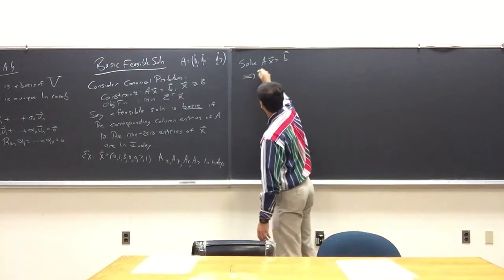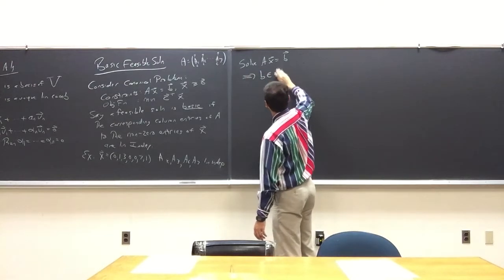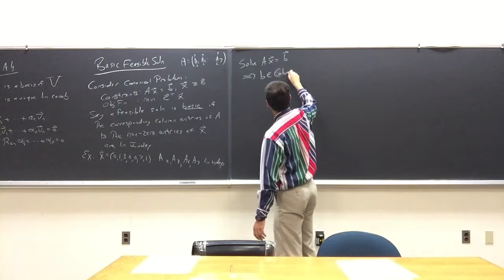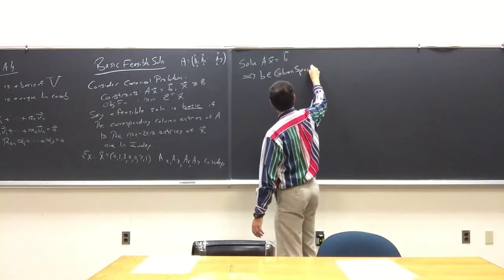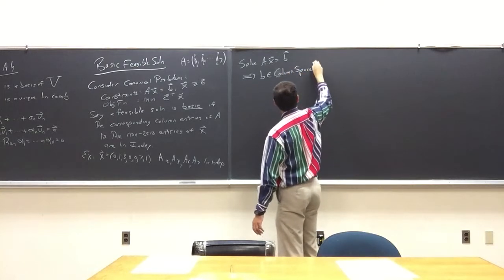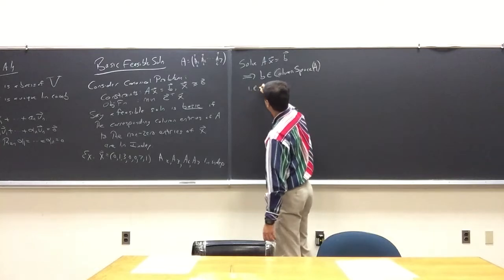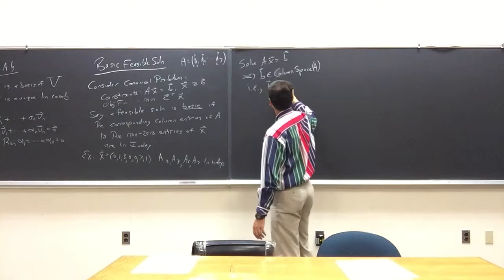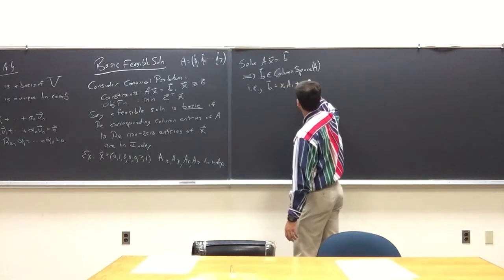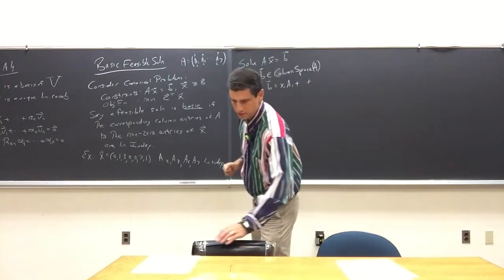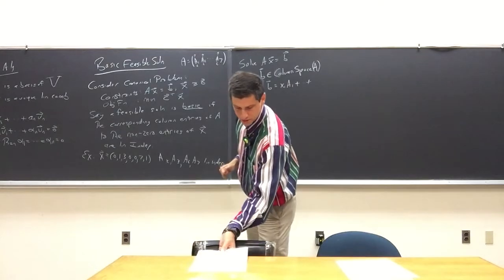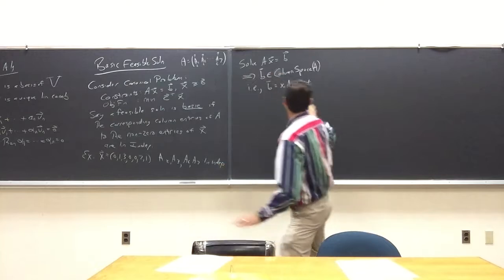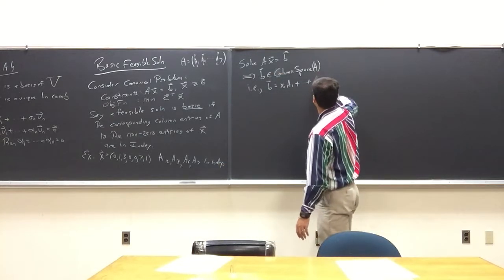But this implies b is in the column space of A, i.e., b equals x1 times the first column, plus ..., plus xn an. I want to make sure it's m rows and n columns, yes.